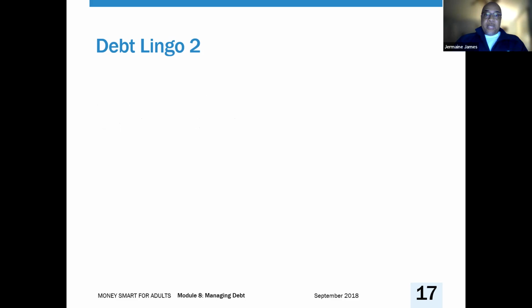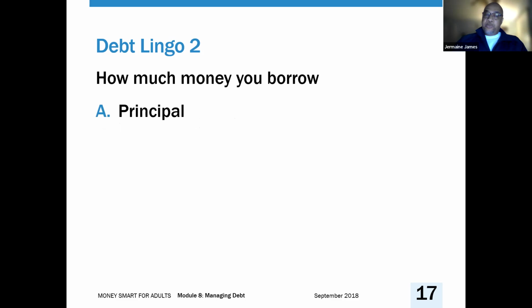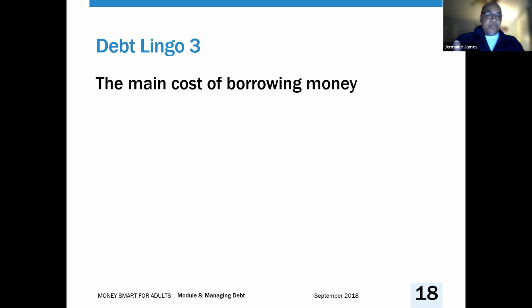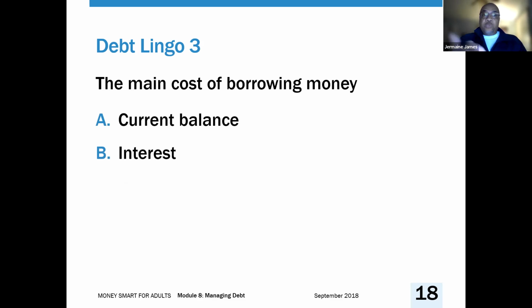Debt lingo, question number 2: how much money you borrow. Is this principal, interest, or fees? Which one of these is the correct answer? Go ahead and select yours. Debt lingo number 3: the main cost of borrowing money. Is it current balance, interest, or credit? Which one of these is associated with the cost of borrowing money? Go ahead and select your answer for this one.